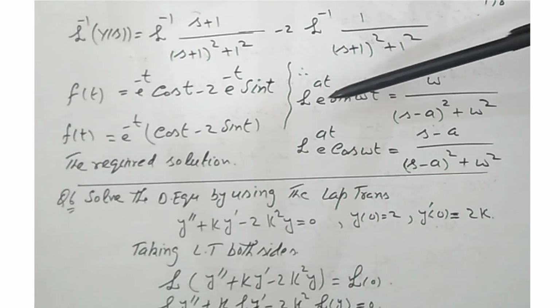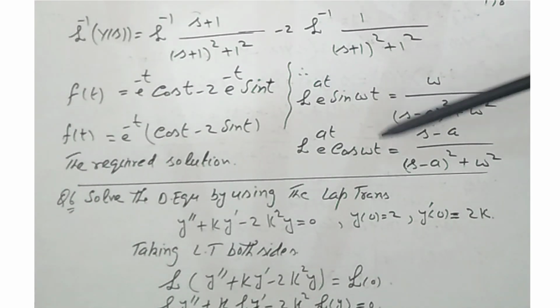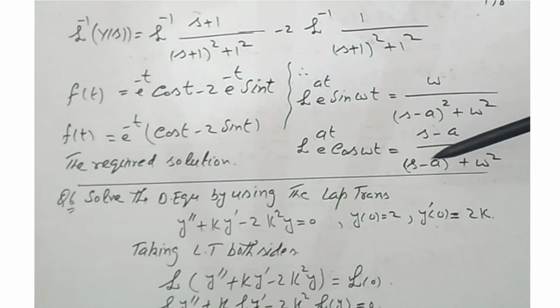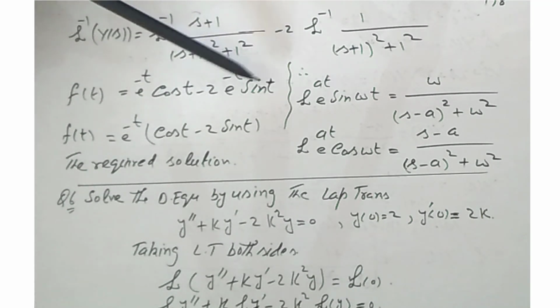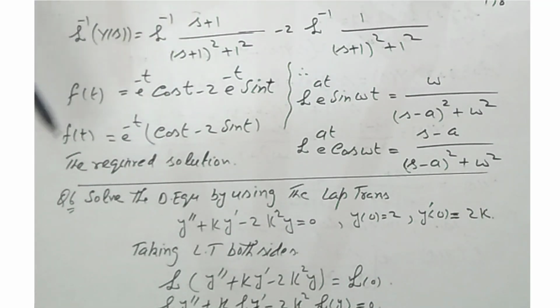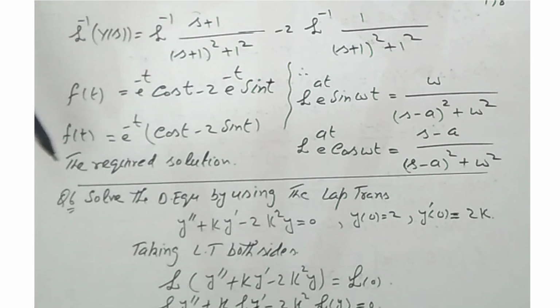By using the formula, L{e^(at) sin ωt} = ω / ((s - a)² + ω²), and L{e^(at) cos ωt} = (s - a) / ((s - a)² + ω²). So this step becomes e^(-t) cos t minus 2 e^(-t) sin t, by using this formula and this formula, taking e^(-t) common. So we have f(t) = e^(-t) (cos t - 2 sin t), the required solution of this question.